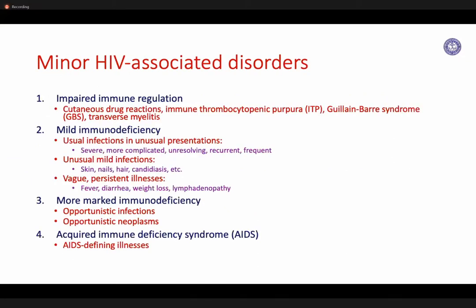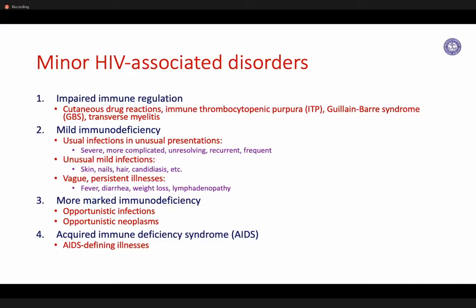They might get minor HIV-associated disorders, which I mentioned earlier. Generally, these are due to a breakdown in the immune system, and there's a sequence. They first start with getting impaired immune regulation. So the immune system is all right, but the regulation is not all right. So they get skin reactions, especially to antibiotics, immune thrombocytopenic purpura or ITP, Guillain-Barré syndrome, or transverse myelitis. So these are diseases of immune dysregulation.